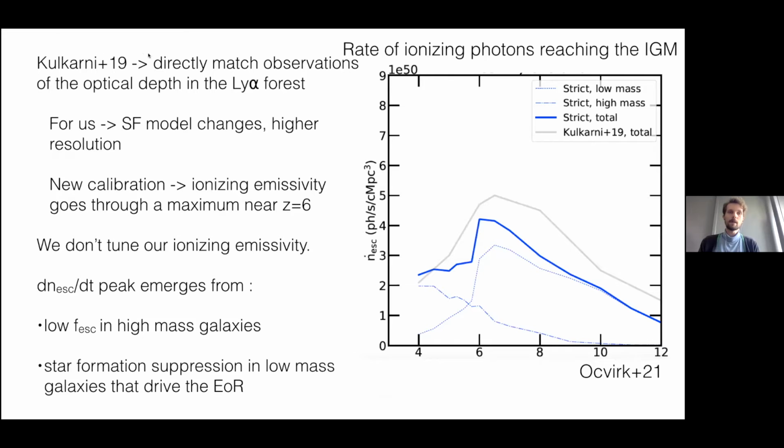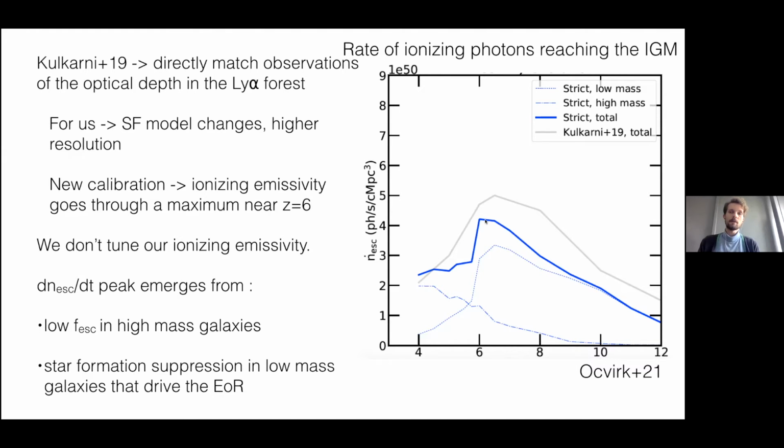From a 2019 paper. To calibrate their simulations, they turned directly to the observations of the optical depth in the Lyman alpha forest, as opposed to constraints on the average neutral fraction, which requires some kind of modeling. So for us, this implied some tweaks to our star formation model and higher resolution. These are the main two changes, I suppose. With this new calibration, we obtained something similar to what's happening on the right here in this plot, which Pierre already showed you. This is actually from a calibration simulation for CODA 3.